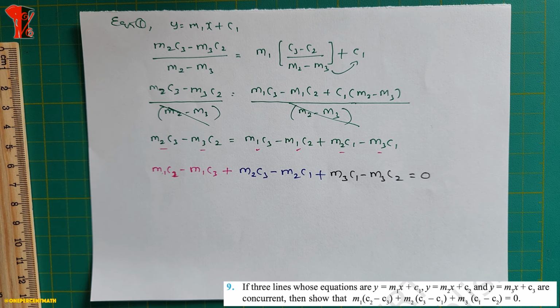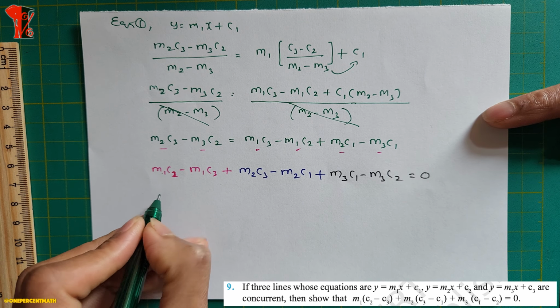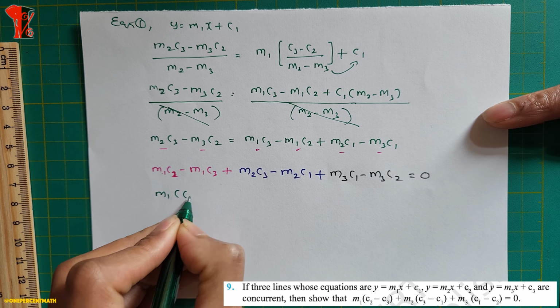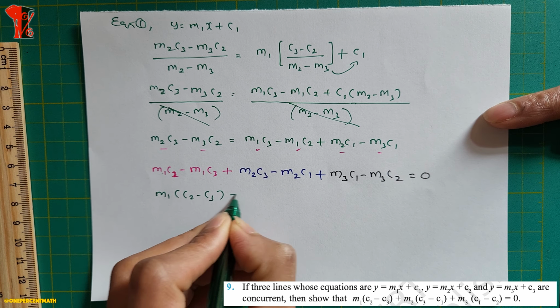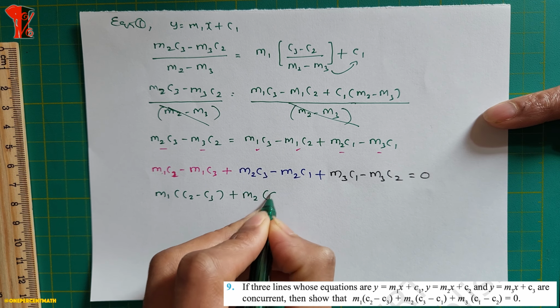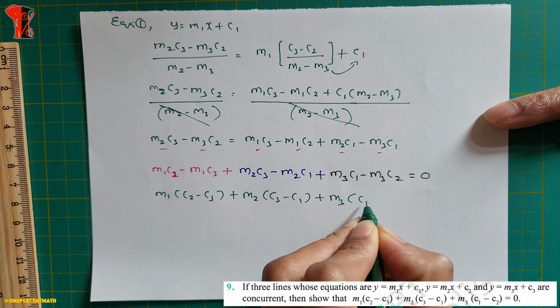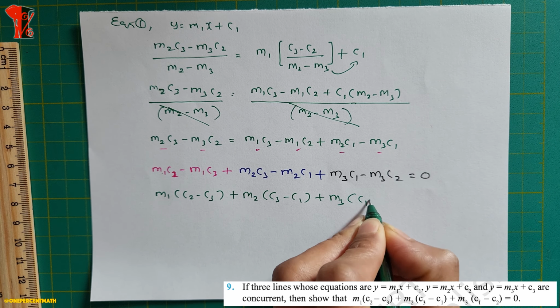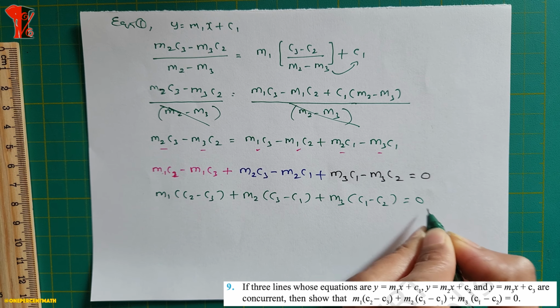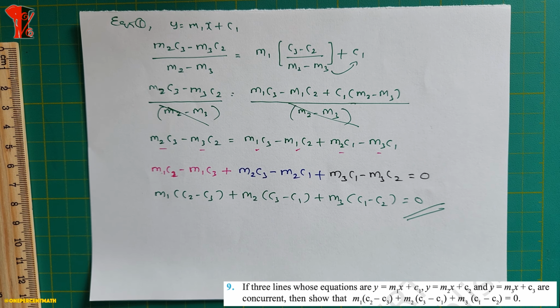If I take m1 common, it becomes c2 minus c3. If I take m2 common, it becomes c3 minus c1. If I take m3 common, it becomes c1 minus c2, which is equal to 0. Hence proved. Okay, so let's move on to the next question.